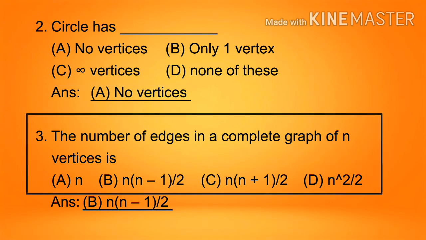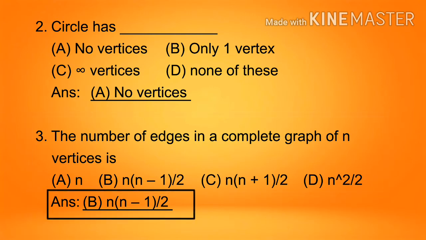Third question is, the number of edges in a complete graph of n vertices is option A, n. Option B, n into n minus 1 by 2. Option C, n into n plus 1 by 2. Option D, n square by 2. The answer is option B, n into n minus 1 by 2.